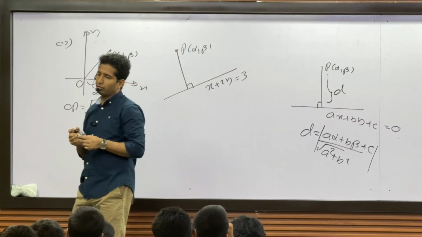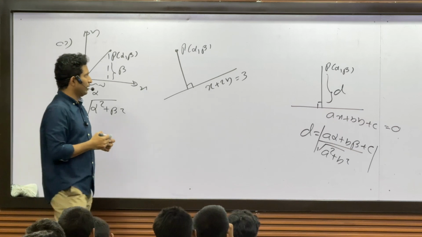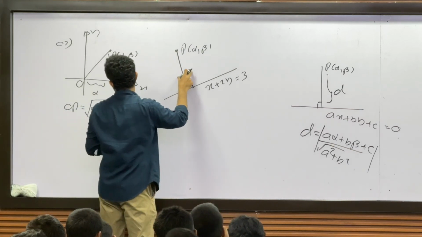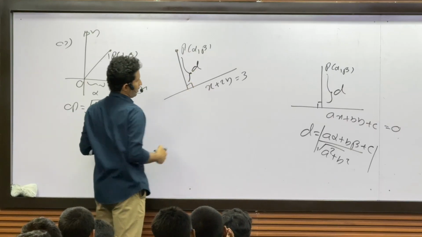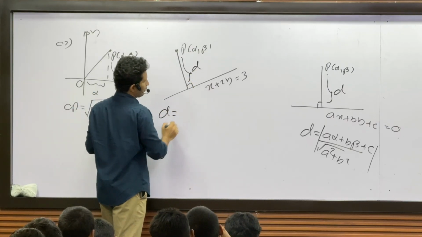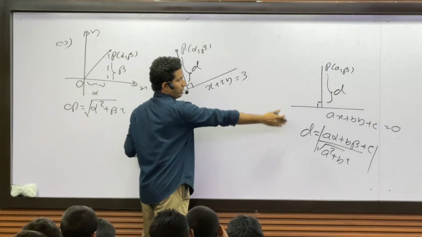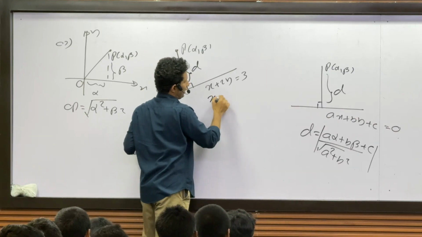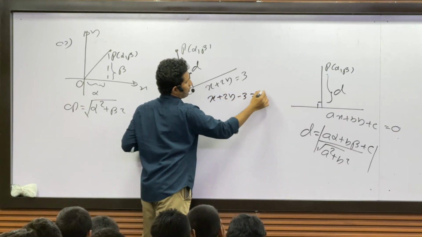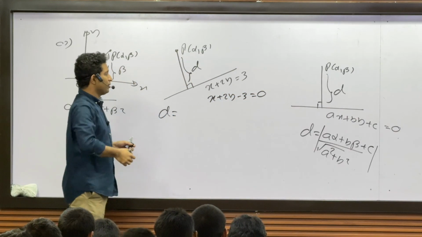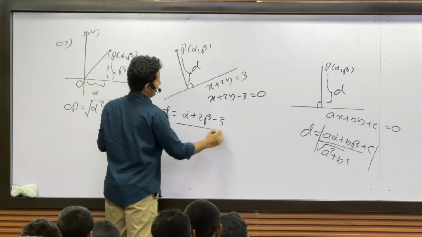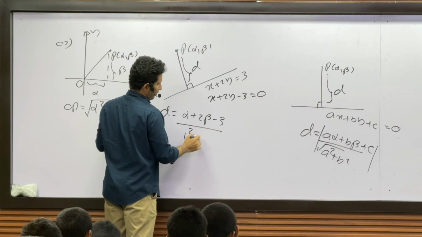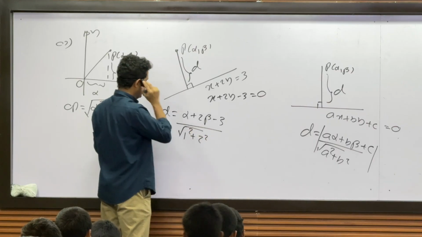Now this is called the distance formula. This distance I will take as OP, d here. You need to make the line in the general form, x plus 2y minus 3 equals 0. Now you can find d equals alpha plus 2 beta minus 3 divided by the square root of 1 to the power 2 plus 2 to the power 2.